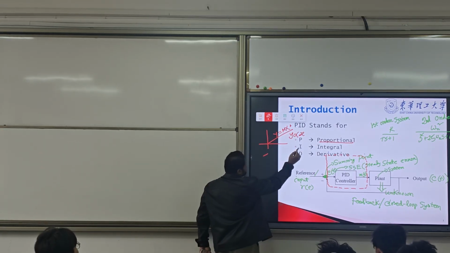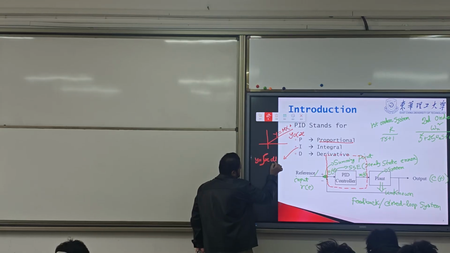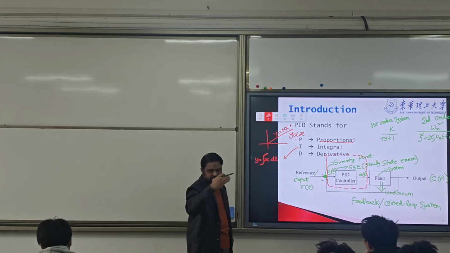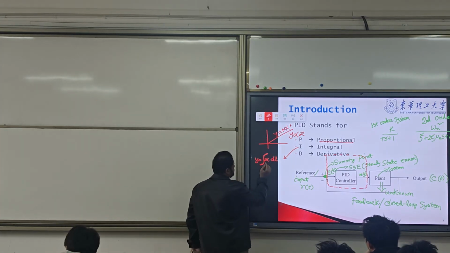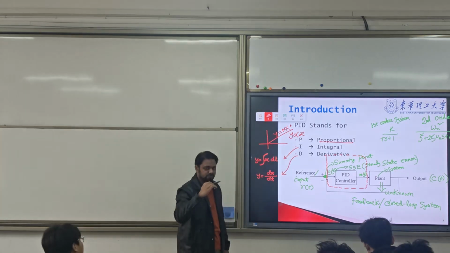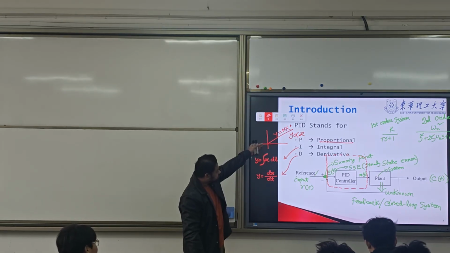Second, the integral controller. What is this? Integration: y is equal to the integral of x dt. Rate of change. Integral controller. Derivative: y is equal to dx/dt. Derivative controller. Again, rate of change. So these are the three.